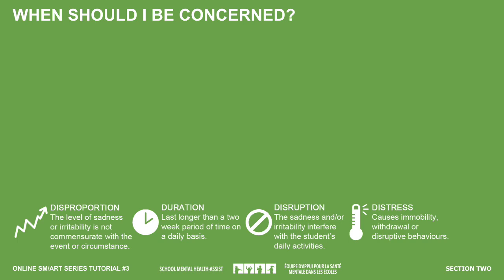When depression causes problems with functioning at home or school, there are 4 areas that need to be considered: disproportion, duration, distress, and disruption. If students are exhibiting signs that are out of proportion to the situation, long-lasting, causing distress, and interfering with functioning, then there is reason for concern. When this happens, it is important to consult with a physician or another regulated mental health professional. You may wish to hear more about when to be concerned. If you do, click your mouse or cursor on the link.